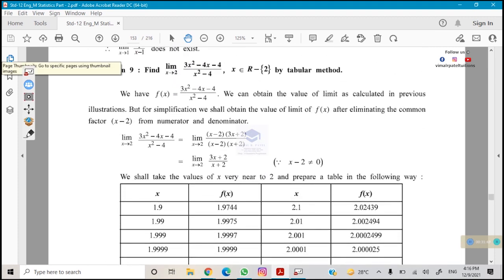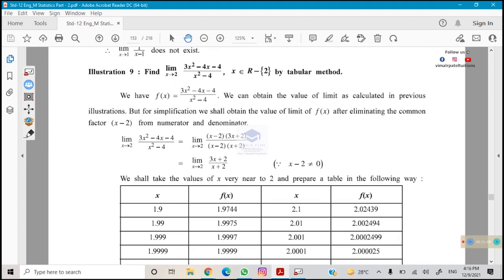Illustration 9. Find limit x tends to 2 of 3x square minus 4x minus 4 upon x square minus 4, where x belongs to R except 2, by tabular method.